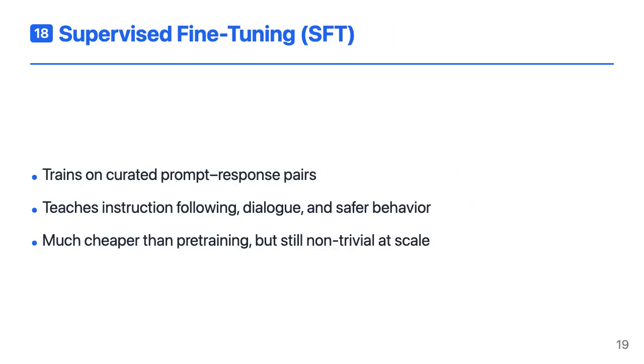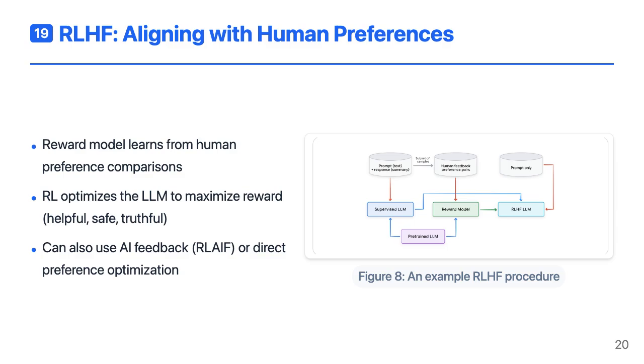Once a base model is pre-trained, it's usually not yet a good assistant. Supervised fine-tuning addresses this by training on high-quality, labeled examples: instructions and ideal responses, question-answer pairs, dialogues, translations, and more. This stage teaches the model to follow instructions, hold conversations, and behave more safely. It uses far less data and compute than pre-training, but for very large models, it can still be a substantial effort. Supervised fine-tuning only shows the model positive examples.